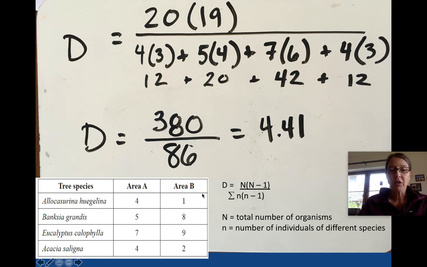So would you guess that area A or area B would have the higher biodiversity? Well, remember, the evenness is better here. So if you were to do a little bit of math, you're going to find out that area B should have a lower number. I think you should take the time to give it a shot.